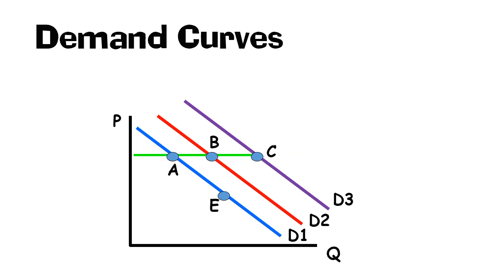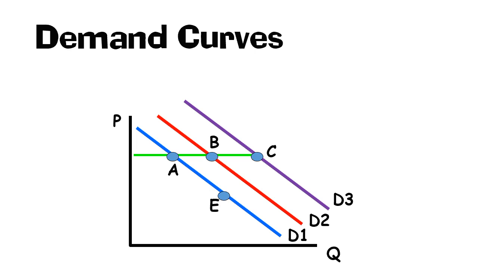The more consumers we have, if we get more consumers, we'll go from A to B to C. And if the tastes of whatever this is improve, we'll go from A to B to C. Now, how do I get from A to E? A to E. Well, that's a change in the quantity demanded. Notice, I'm staying on the same demand curve, A to E, right? So that's a change in quantity demanded.